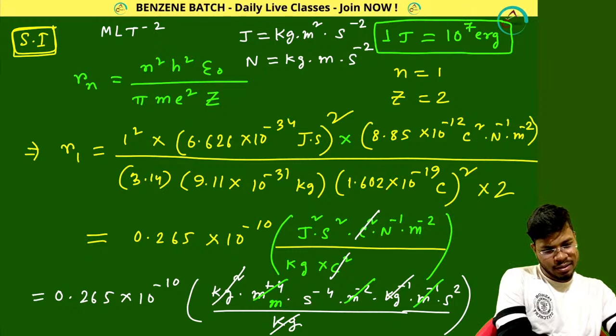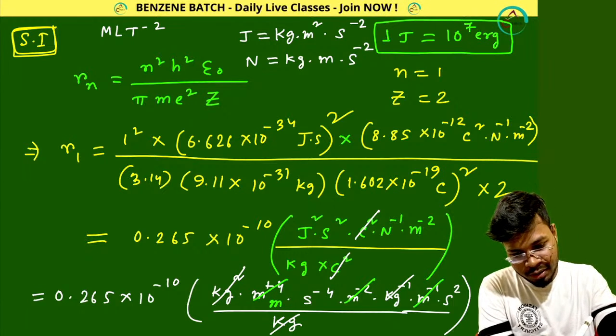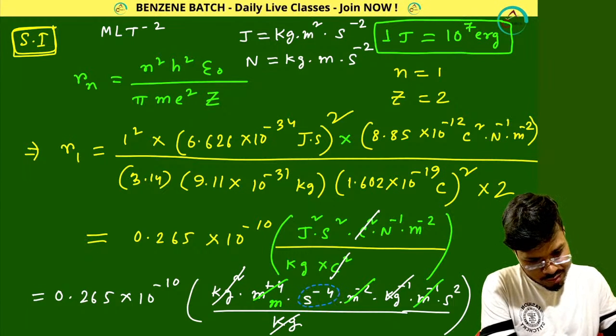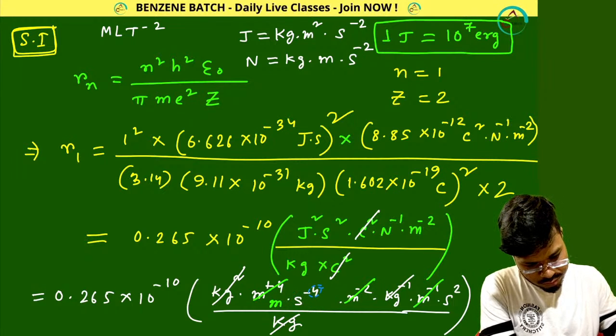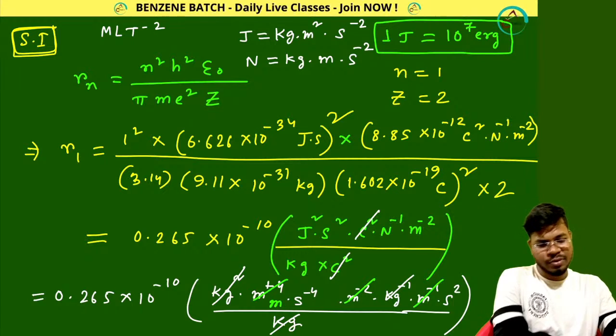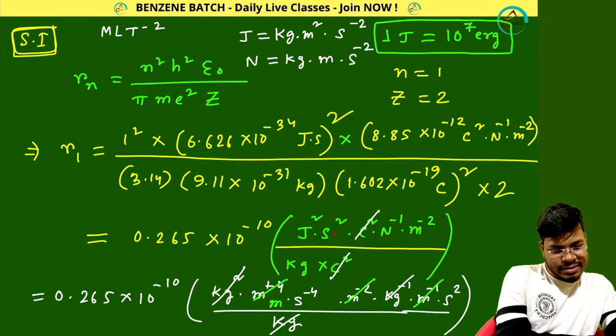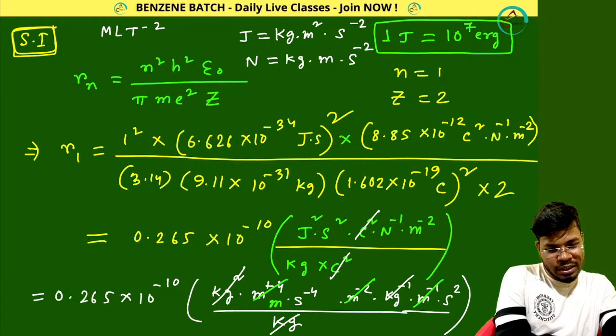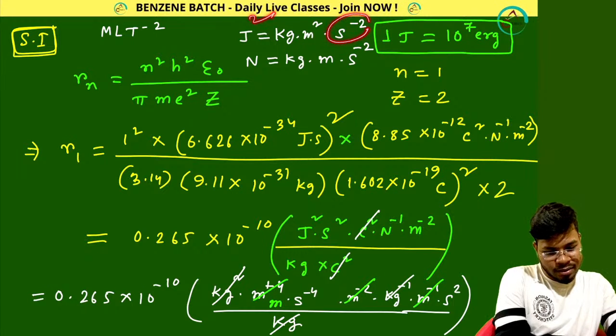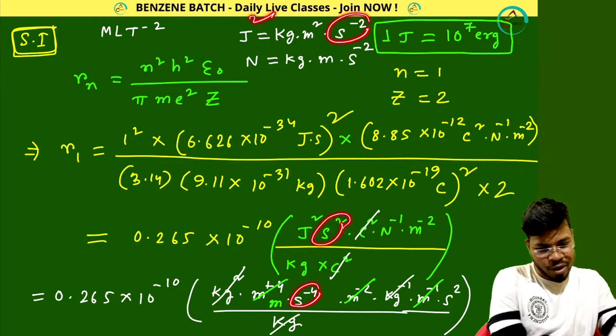And finally, I just missed one thing. Try to remember, guys. What did I miss? Can you tell me? I just missed this second square. I put this second to the power minus 4 by joule square, but I missed this second square.